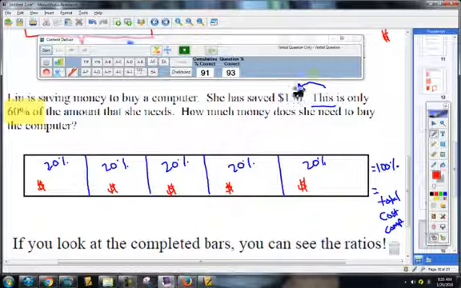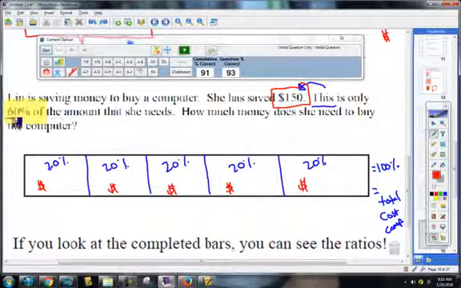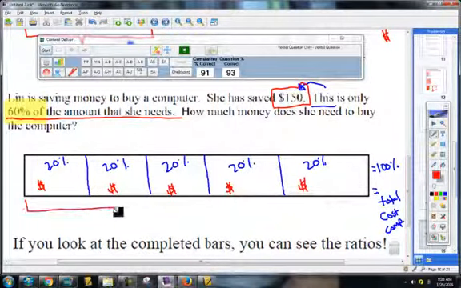Now, what we have to figure out is if 150 goes here or if 150 is just a part of it. That's where you got to become real careful readers, and you guys did a great job with it. Okay? It said that this is only 60% of the amount she needs. She doesn't have enough. So that means 3 of these sections, 20 plus 20 plus 20 is 60, represents the amount. This is only 60% of the amount that she needs, right? So she needs that amount.